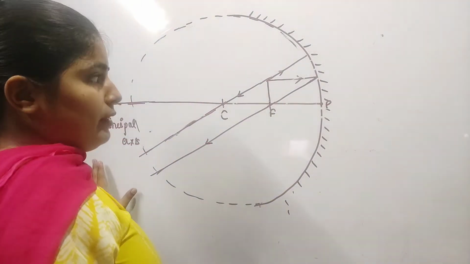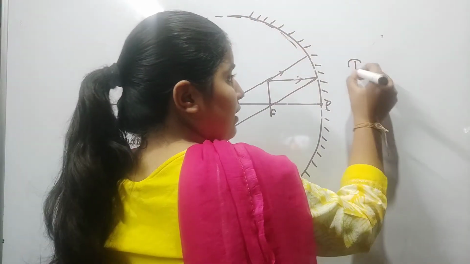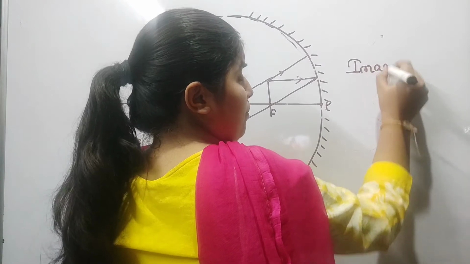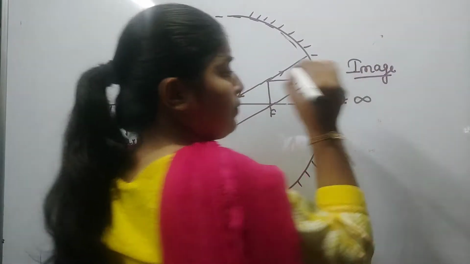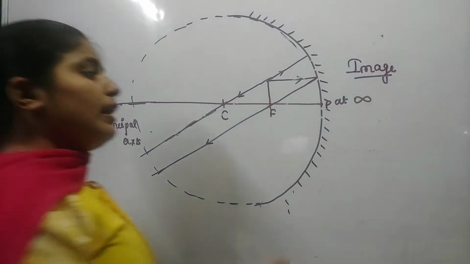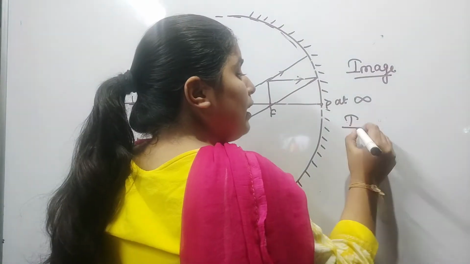So finally we can say that the image is formed at infinity. Here in this case, what is the characteristic of the image? The image formed is at infinity, and it is inverted in nature.